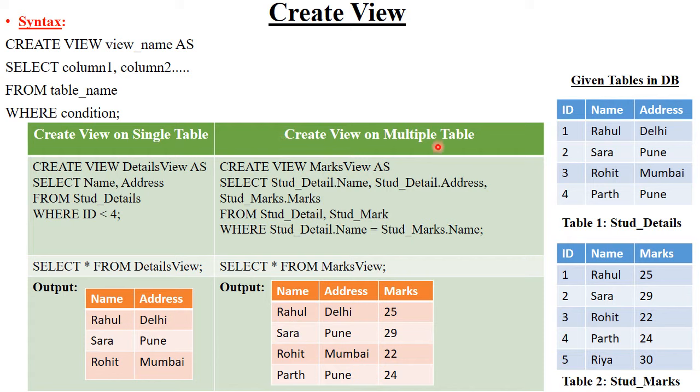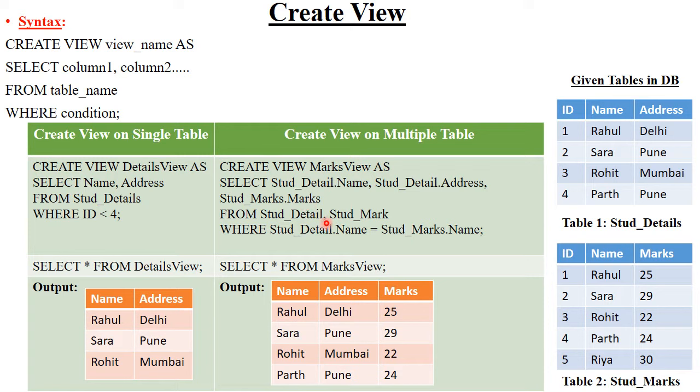Now you can create a view on multiple tables. Suppose you need to create a view on both tables. Okay. How? See here. Create view, and your view name is marks view. Okay. As select, and here the column names. So which columns do you need to see, or restrict for the users? The first column is name from student details, so student details dot name. Second column, student details dot address, that is this address column, and the third column is marks from student marks. So student marks dot marks. It means you can create a view from multiple tables.